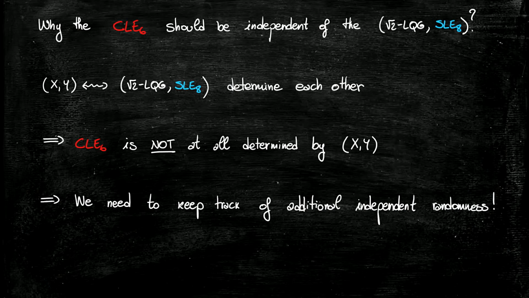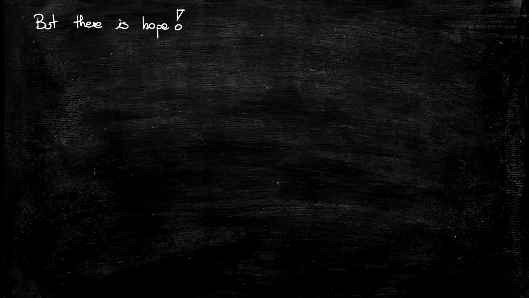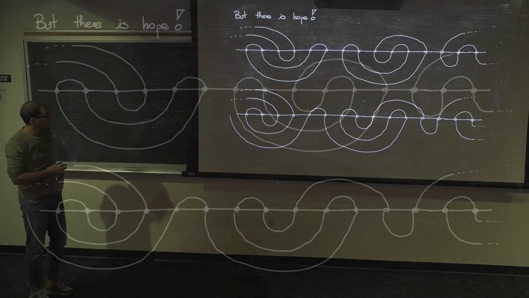So what we believe is that we need to keep track of more information. And we really believe that this additional information is completely independent, because you don't have any information here for the CLE6. But at the discrete level, everything is so strongly coupled that you say, OK, this looks like a contradiction. But let me convince you, there is hope. The hope is the following.